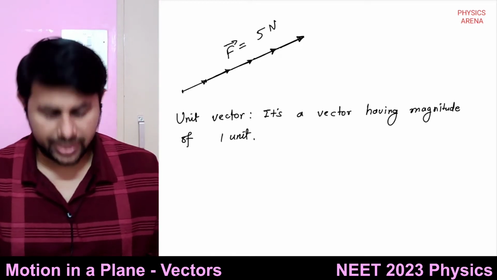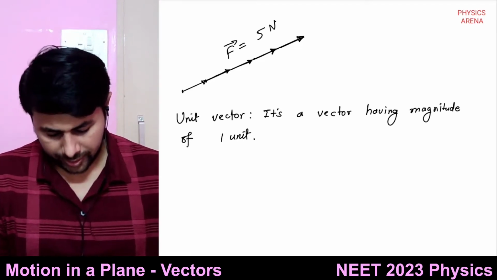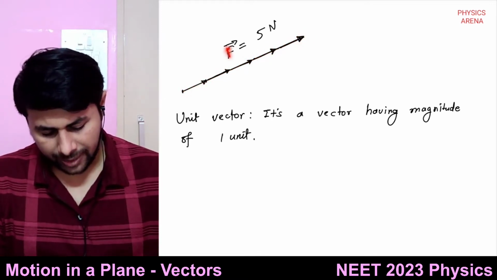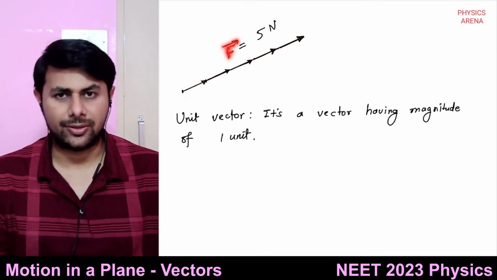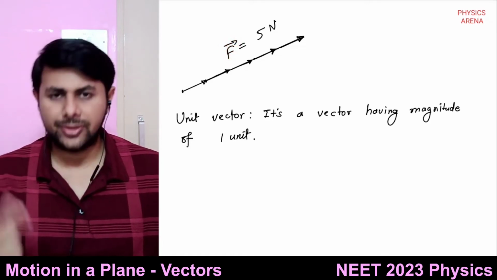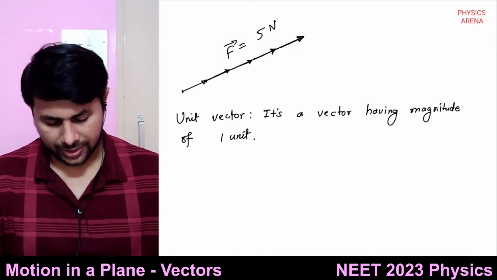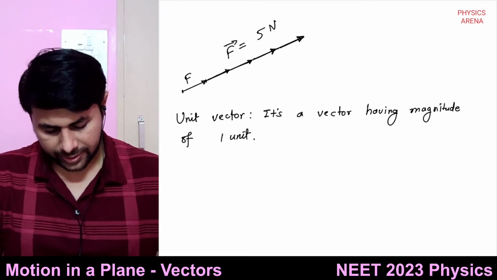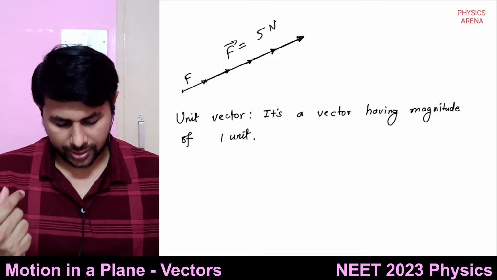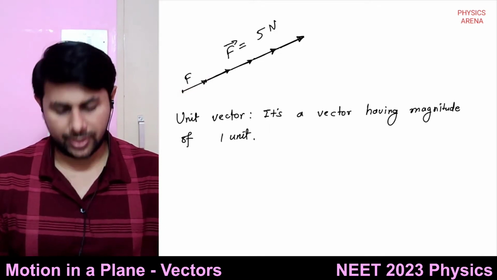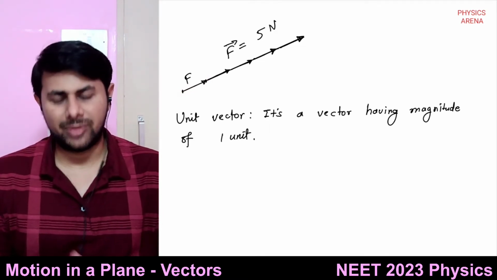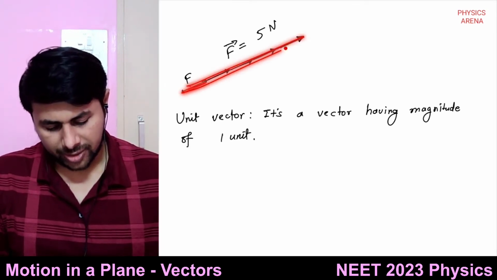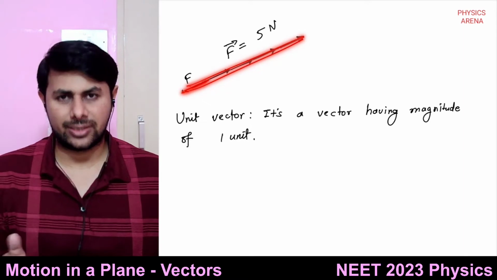And how do we represent a unit vector? This arrow I am representing by F bar, and this F bar is the force acting on a body. If I want unit force, 1 Newton of force acting on that body, I draw it like this, by a vector having a magnitude of 1 unit. It can be 1 centimeter or 1 meter. If this is 5 meters, this will be 1 meter. If this is 5 centimeters, this will be 1 centimeter.